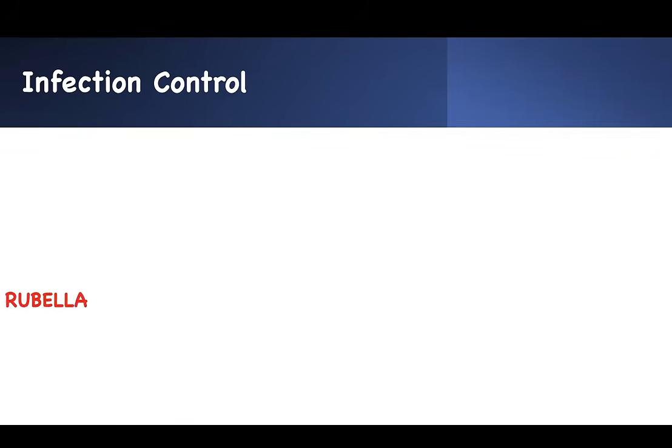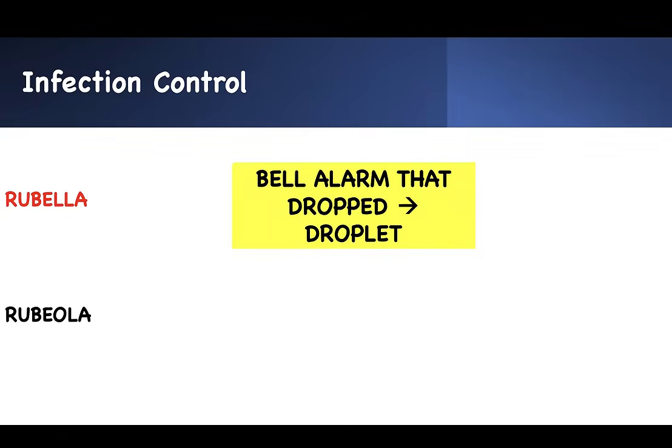Now, let's look at the two organisms we talk about, Rubella and Rubeola. They can be confusing, therefore expect them to test you on it. We know Rubella and we know Rubeola. How do you know whether one is airborne or one is droplet? This is the last mnemonic I want you to know. And this is the way I remember them.